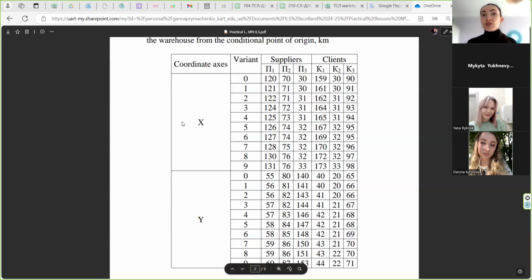It is very fast. Yes, you can find that supplier one. Now we can show it. Supplier one and one: by coordinate axis x, it is 120 kilometers, but by y, it is 55 kilometers. So we find by coordinate x we have 120. On this location, maybe on the video here, find 120 kilometers, and upward we find 55 kilometers by Y.